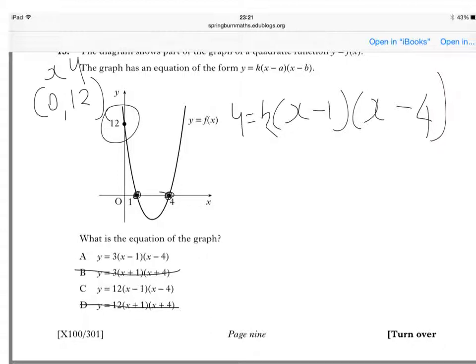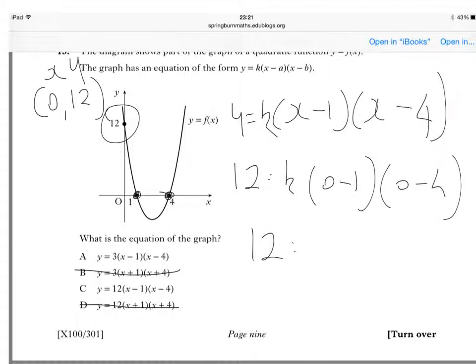So now we can work out the value of k. Where there is y, I'm going to replace it with 12, and where there is x, I'm going to replace that with 0. Minus 1 times minus 4 is 4, so that's 12 equals 4k, and k is equal to 12 divided by 4, which is 3. Therefore, the correct answer is option A.